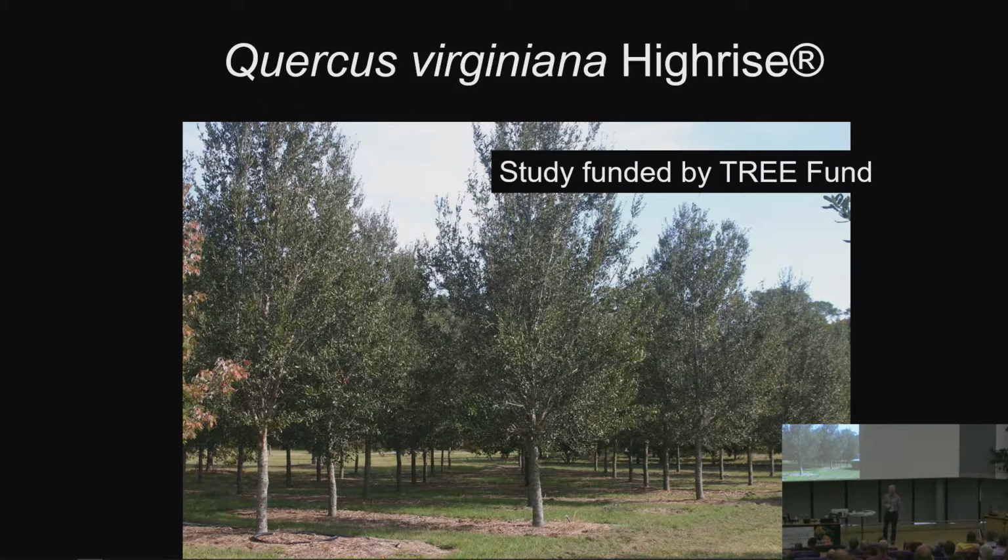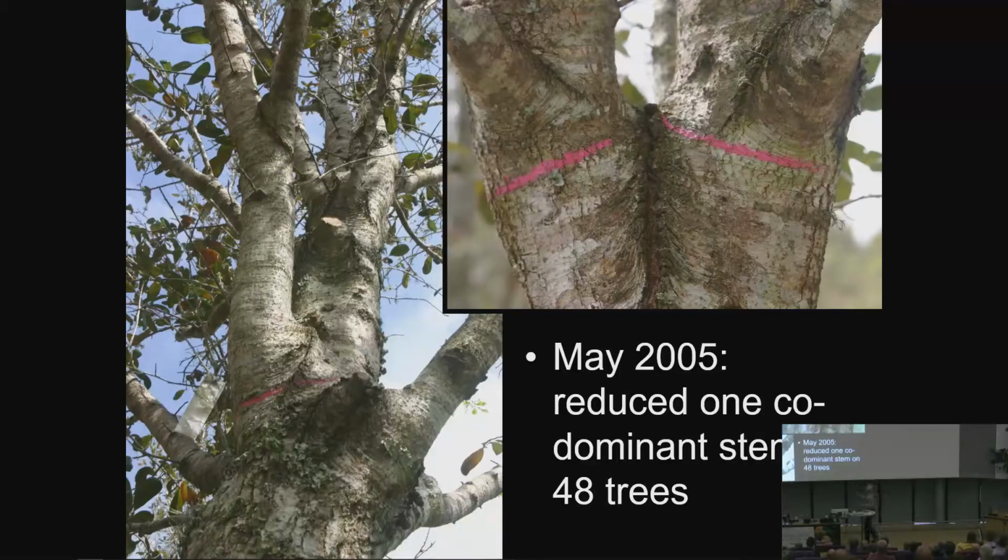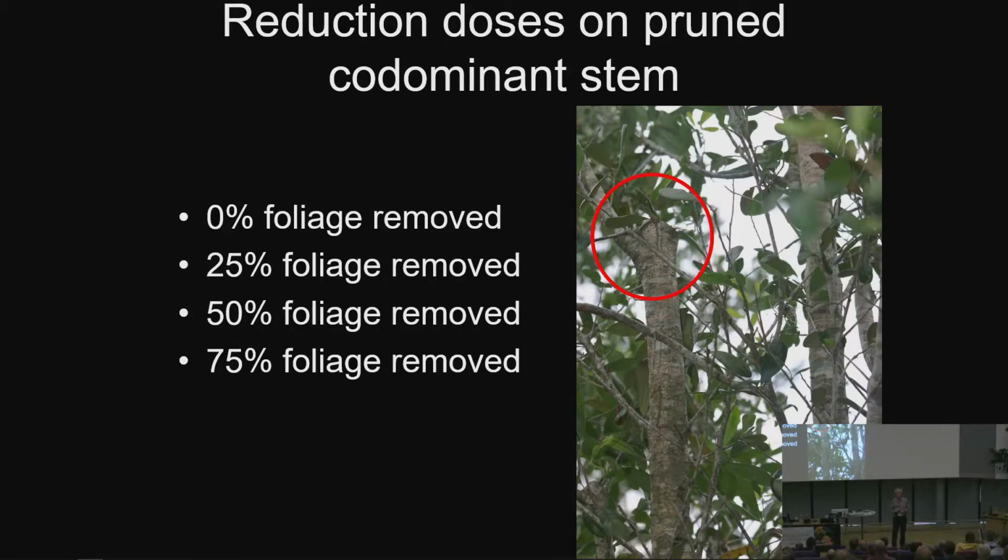So here are the trees that we used. Tree Fund helped us out over the years, probably a couple $100,000. So shout out to them for sure. What we did was many of the trees had codominant stems. So for example, we would prune on this one and not prune on the slightly larger one because they weren't exactly the same size typically. So we would prune the smaller one and not prune the larger one.